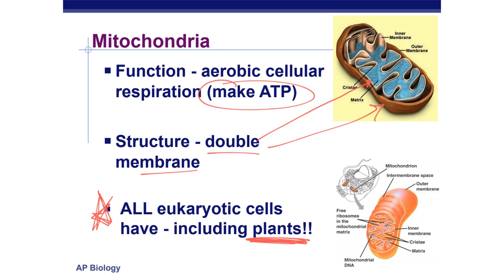Remember, a plant, yes, a plant makes its own food, right? But a plant still needs to make ATP. The point of food, whether we make it or we eat it, is to convert it into usable energy, which is ATP. So even though a plant made glucose doing photosynthesis, it still has to take that glucose and convert it into ATP. Just like we eat food, and then we have to take that food and turn it into ATP. So every eukaryotic cell is going to have a mitochondria.